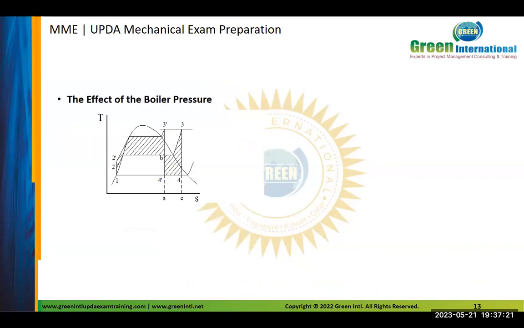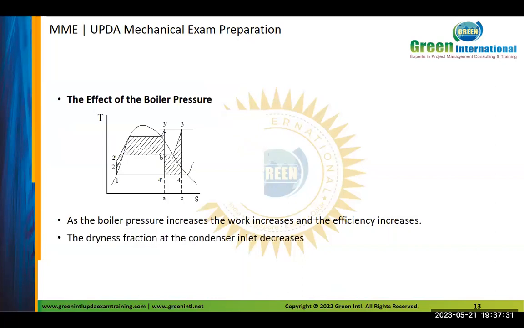In the second case, we study the effect of boiler pressure. If you increase the boiler pressure more, from the original at the same final temperature, what happens? On the same concept, the work increased. But the dryness fraction also has a problem: it is decreased again.